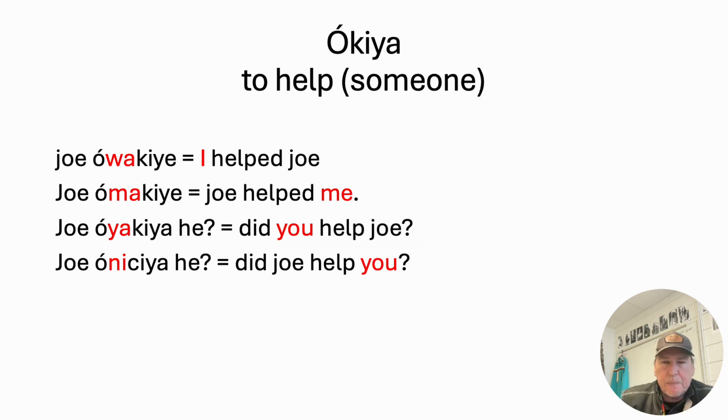Okay, so let's look at this verb, okia. Okia, to help. And let's play around with some conjugations. So we have, here's some examples. So this is a wa verb, meaning it takes wa to change it into I do the verb. So Joe owakie, I help Joe. Owakie. And this is another one where the stress stays on that first letter, so it never changes. Next one, we want to flip that around. We want to say Joe help me. So Joe omakie, Joe help me. So that changes our meaning.